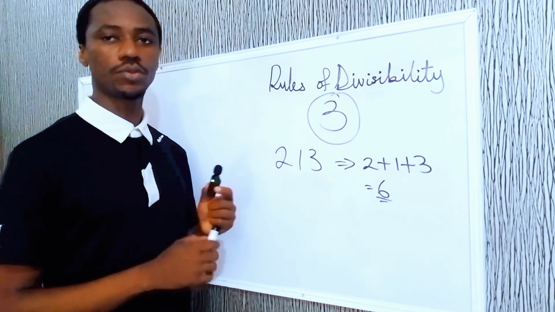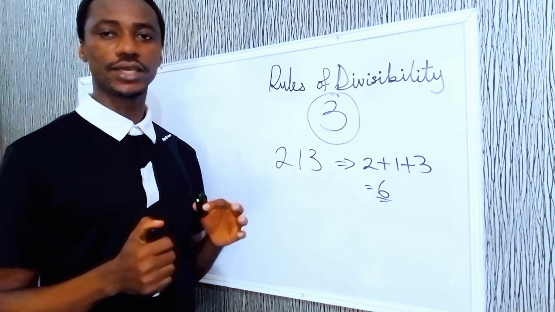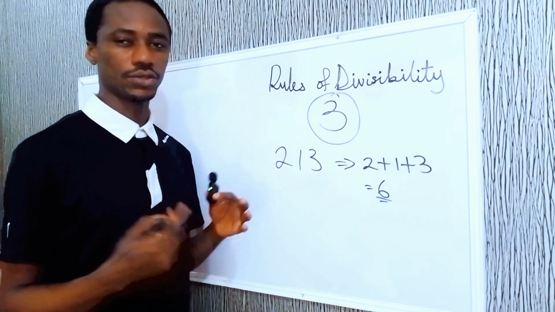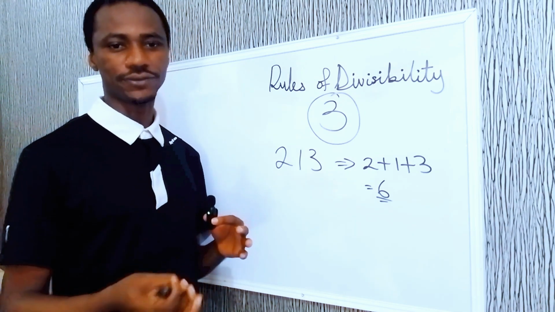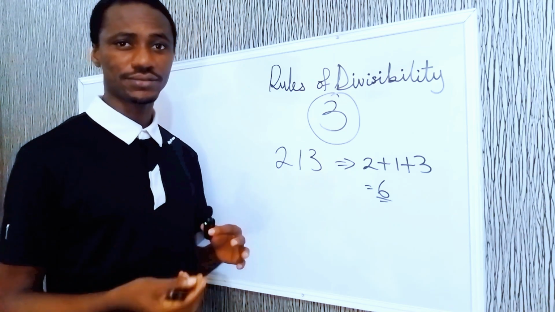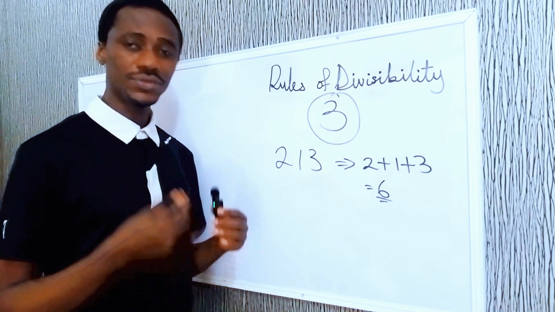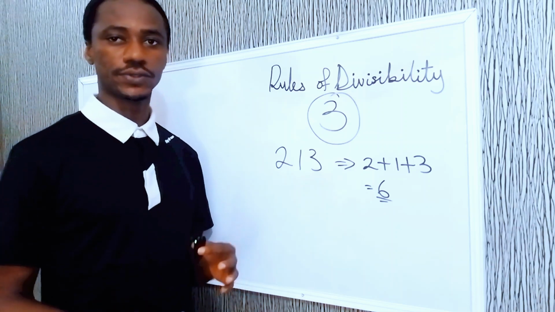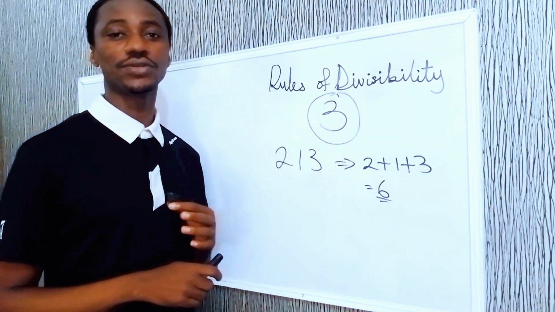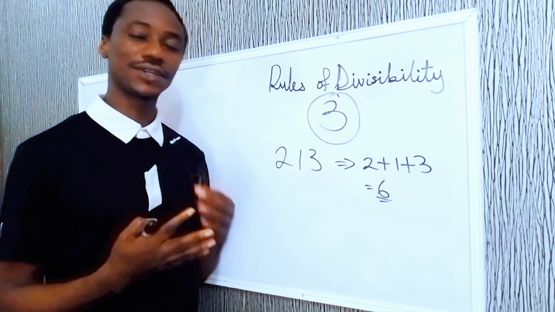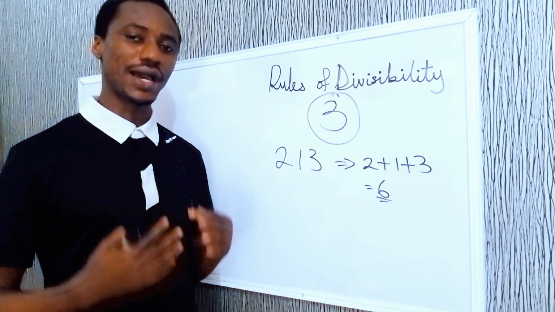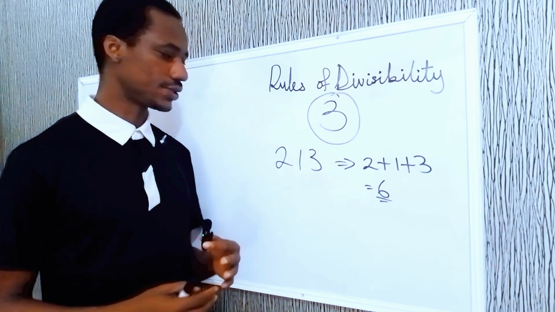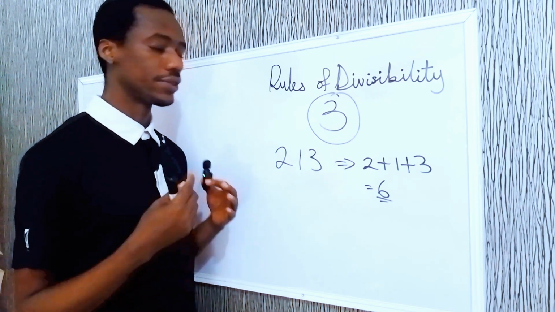Once you sum up the digits and they give you a multiple of 3, and you know the multiples of 3: 3 itself, 6, 9, 12, 15, 18, 21, 24. Those are the multiples of 3. So once you sum up the digits and you have a multiple of 3, you know that that number is divisible by 3.